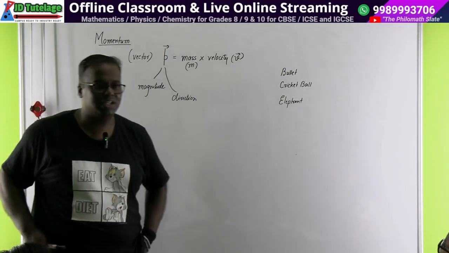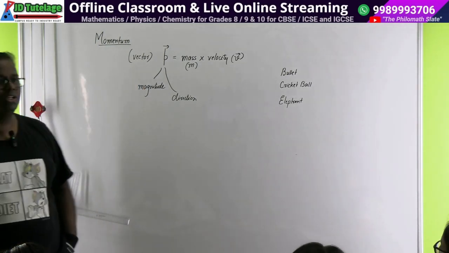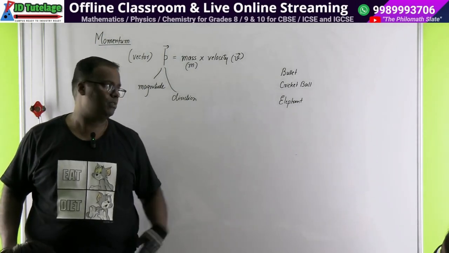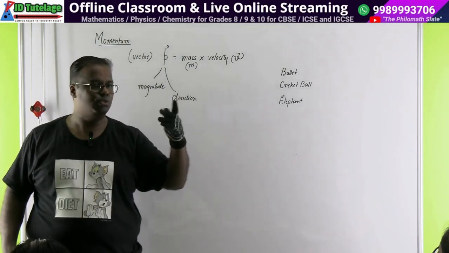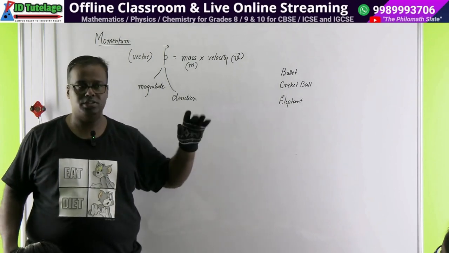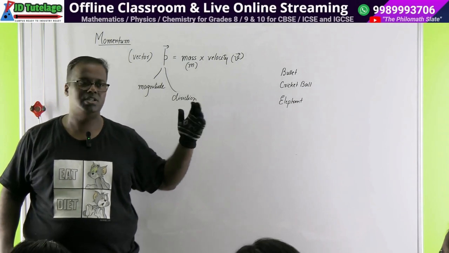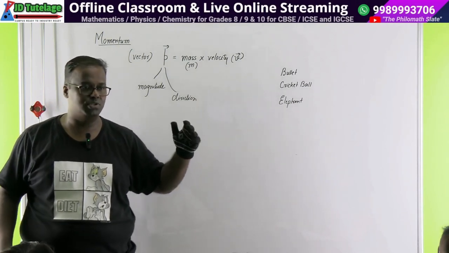Okay, I've written three examples on the board, a bullet, a cricket ball, and an elephant, okay? Three of them moving towards you with a considerable amount of whatever velocity, I don't say. Bullet hit at you, you know what will happen. Cricket ball hit at you, you know what will happen. Elephant hits you, you know what happens, okay? In all these three cases, there is sufficient damage that happens to you.